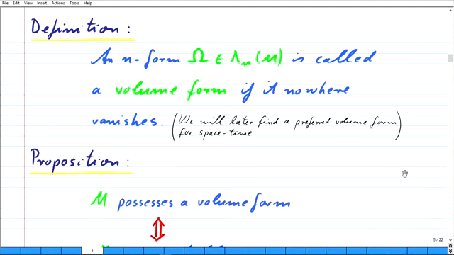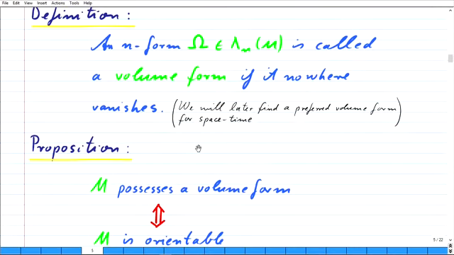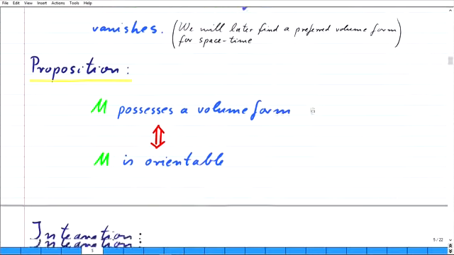And that's important because of the next proposition. The proposition says that if a manifold possesses a volume form, and in general relativity, because we assume there is a metric, and therefore we always have an induced volume form, we can conclude that the manifold is orientable. So we don't need to worry about that in general relativity. If we have a metric, then orientability can be taken for granted.